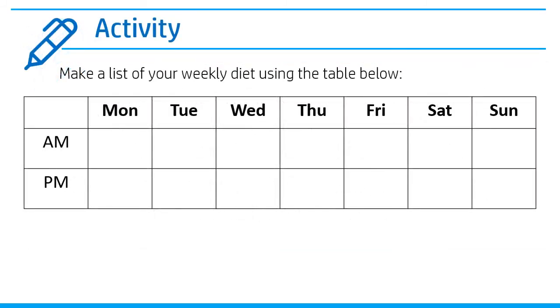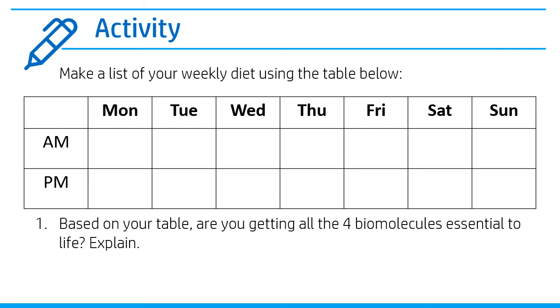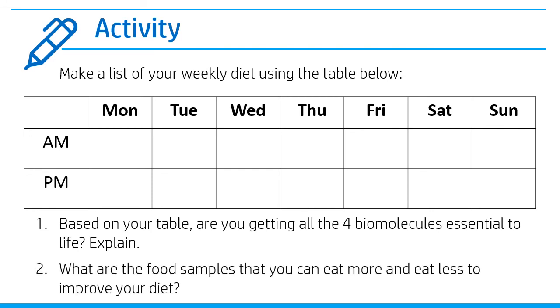Try this activity. It will help you realize how well you are eating. Make a list of the food that you eat in an entire week. Use this table. Then make a reflection by answering the following questions. 1. Based on your table, are you getting all the 4 biomolecules essential to life? Explain. Number 2. What are the food samples that you can eat more and eat less to improve your diet?